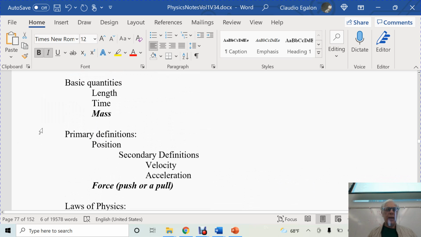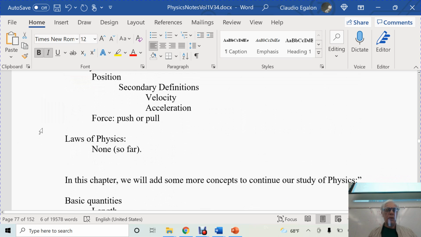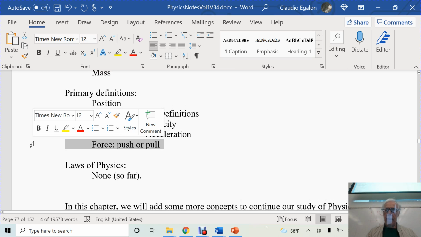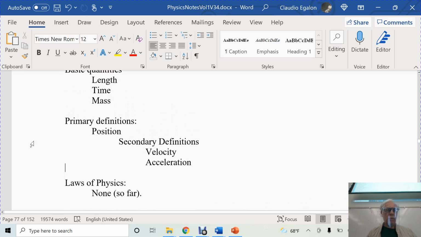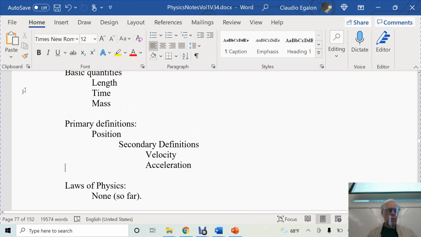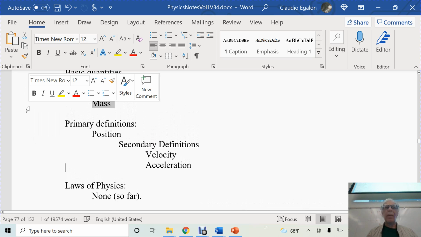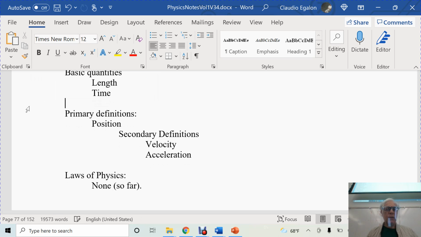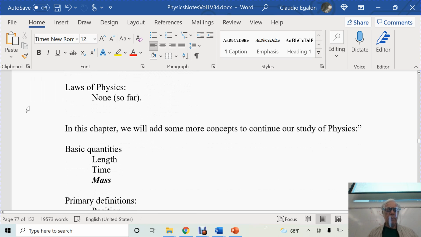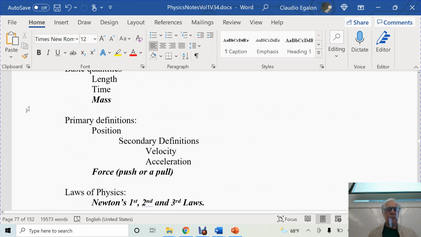So what we had here, let me take it out since I put it there. I don't need that. I'm just showing to you, we talked about mass, right? We talked about mass in the lab, but not in the lecture. So here you go. I'm highlighting mass and the force, push or pull.